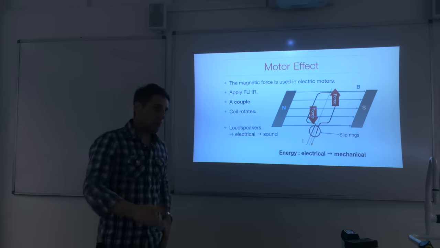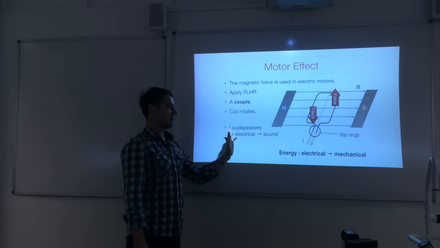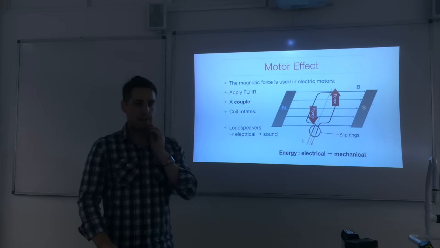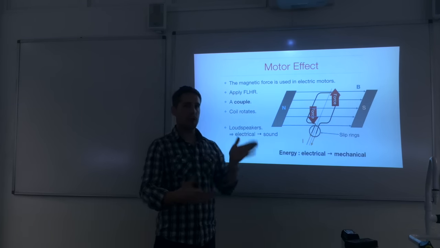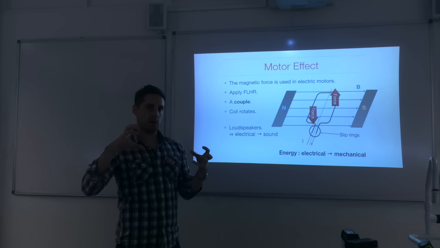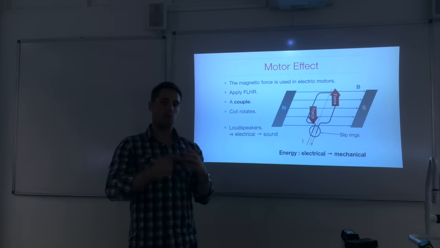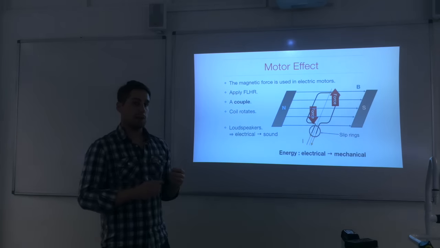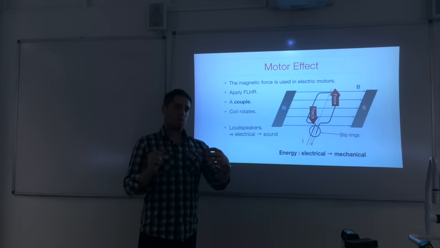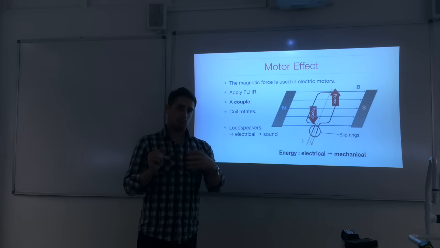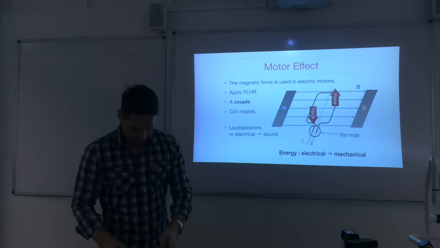And loudspeakers also use this effect, but they have a different energy conversion. This converts electrical to sound. Instead of having this coil rotating in the field, they have a magnetic field in a circular arrangement, and then they have a coil there, and you pass an alternating current through the coil. So that means that the coil will want to oscillate, because sometimes it experiences a force this way, sometimes this way, so it'll oscillate backwards and forwards.